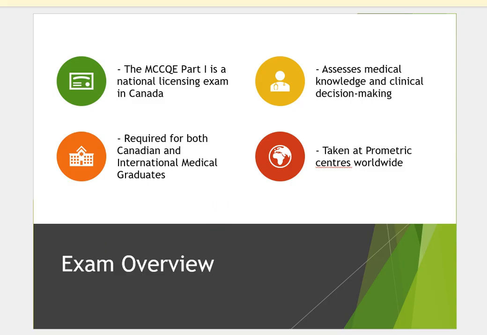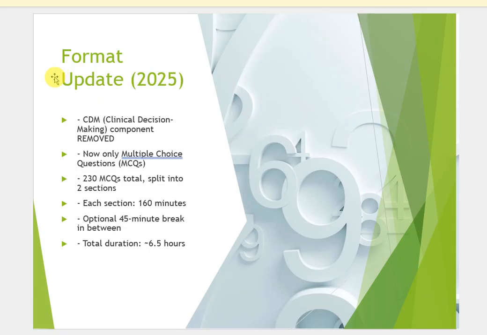Previously it consisted of the clinical decision making part and the MCQs as well. According to its updated format, it only consists of 230 MCQs divided into two sections, 115 MCQs each, and the time for each section is 160 minutes. The most challenging part about this exam is the time constraint that you need to keep in mind in order to pass. There is a 45 minute break as well, so the real task is to manage this break wisely. The total duration of the test would be 6.5 hours.